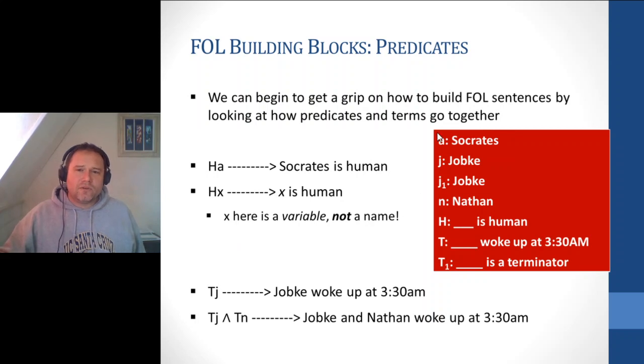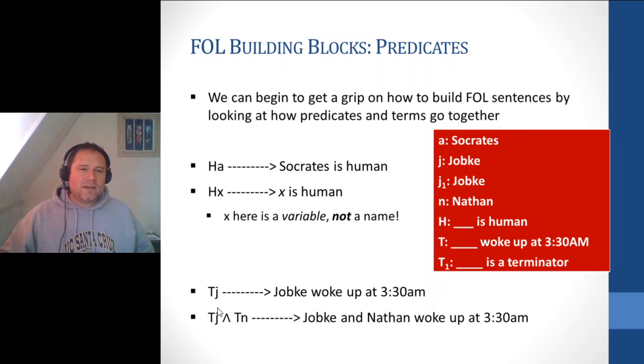So for example, using our symbolization key, if I wanted to symbolize "Yabka woke up at 3:30 a.m.," I could take my predicate for woke up at 3:30, take either one of my names for Yabka, stick them together, and I get capital T lowercase j. So this is a way to symbolize the English sentence Yabka woke up at 3:30.